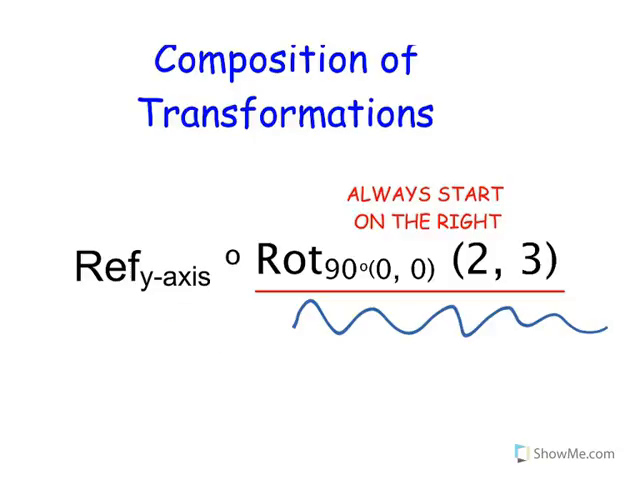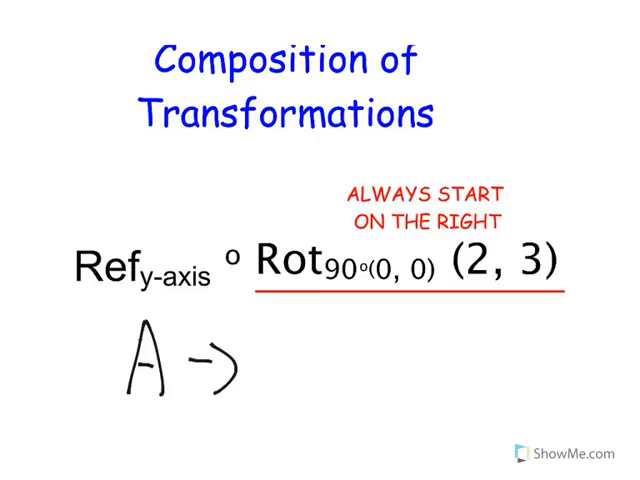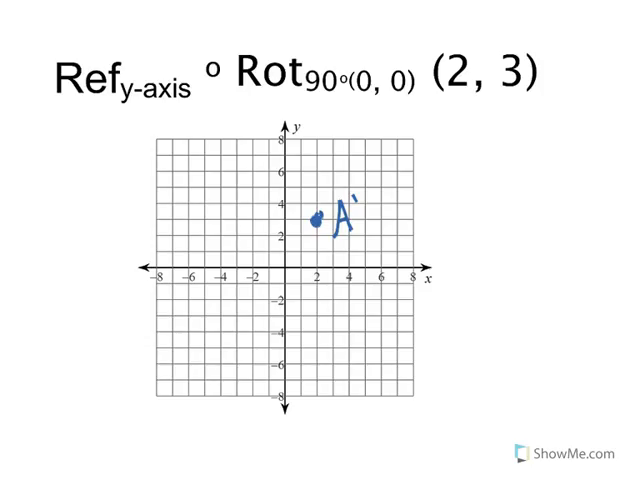So before when we had a point, if we had point A, after the transformation it became A prime. But now since we're doing another transformation, we're going to have an A double prime, or whatever the letter may be. Okay, so this is our composition of transformations.